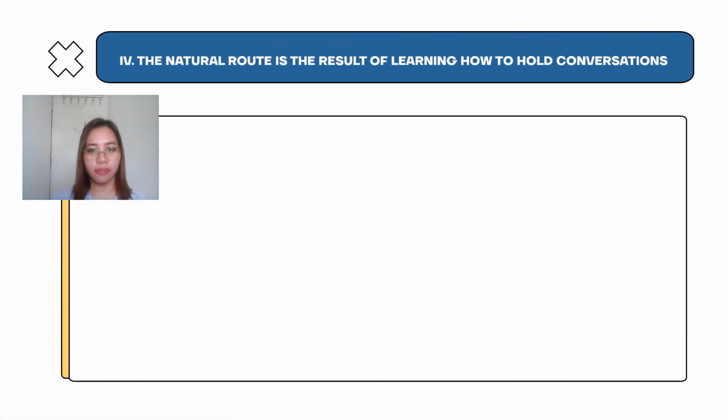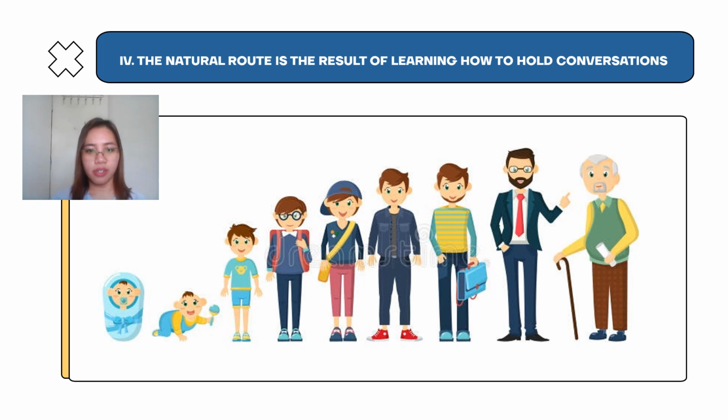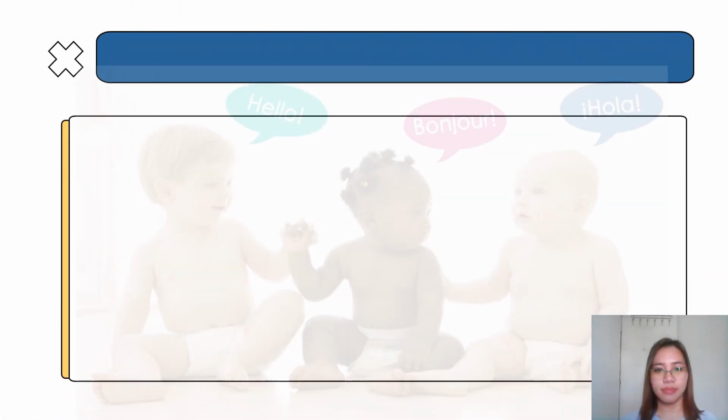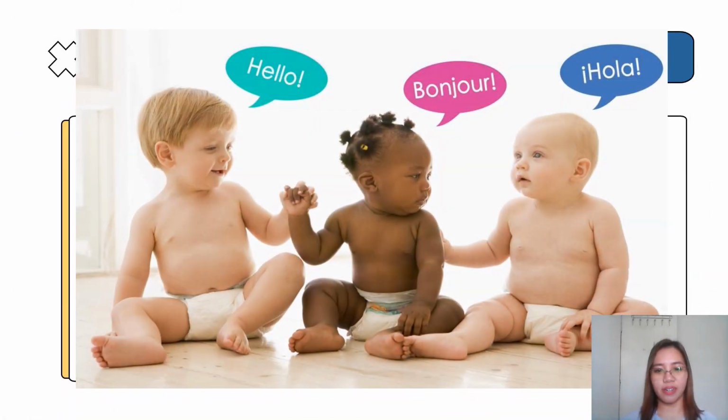Next, we have this one. The given example shows the progression from baby to old age in human development. The journey of human development highlights how conversation skills evolve naturally. So it is shaped by ongoing learning and interaction throughout life. Okay, so we have here another picture that shows a conversation.